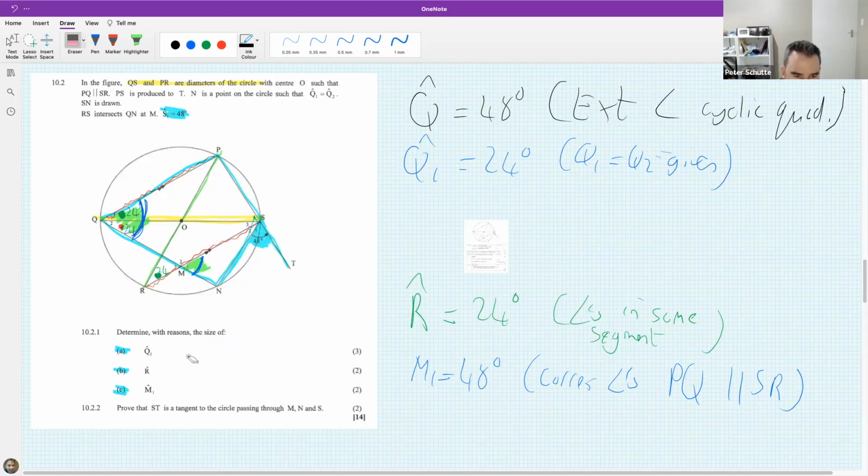Okay, so we've got 6 marks in the bag. Now, what is different about question 10.2.2? So we've got two more questions, but I want you to think about what is different about this and what tools do you think we're going to use for this one?